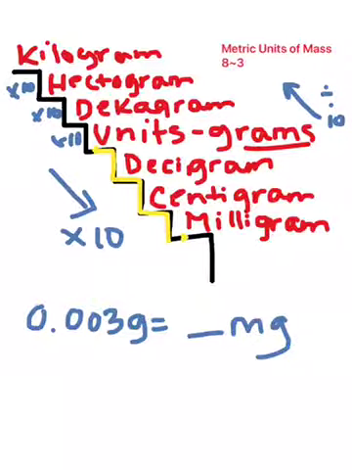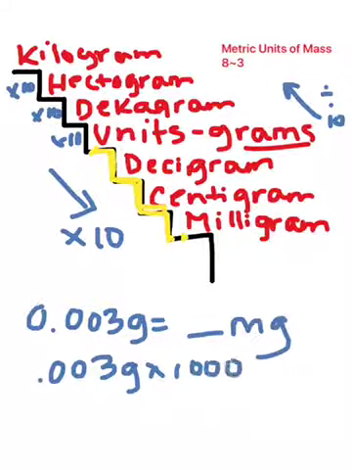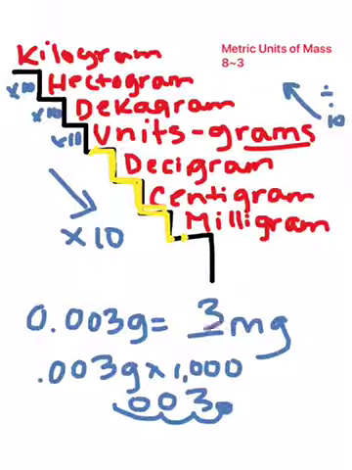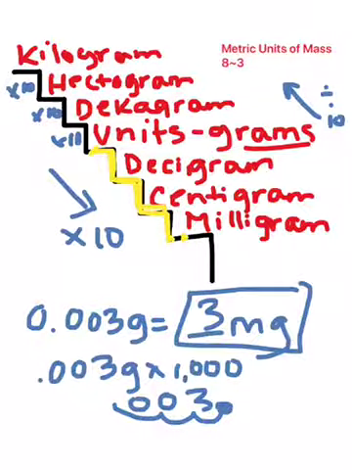All right, well, hopefully you said that we went down 3 levels, and each time it was by 10, so that tells me we have to multiply it by 1,000. So I'm going to change my color, go back to blue, 0.003 grams times 1,000. And I know that I have to move the decimal over 3 times. 1, 2, 3. And now 3 milligrams is my answer. Boom. All right, let's try another one.